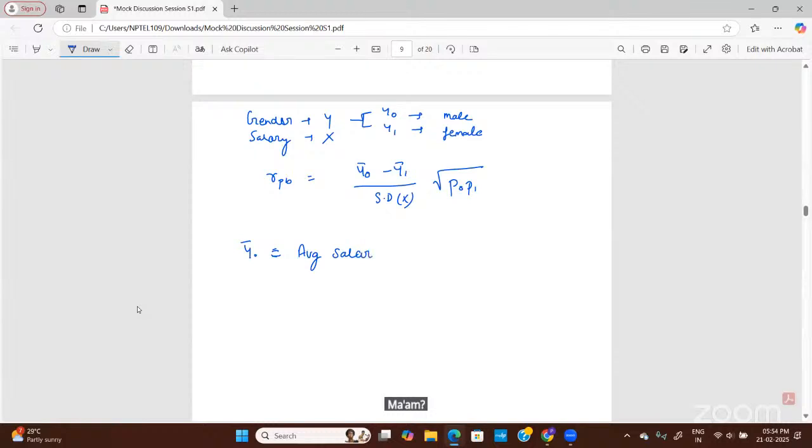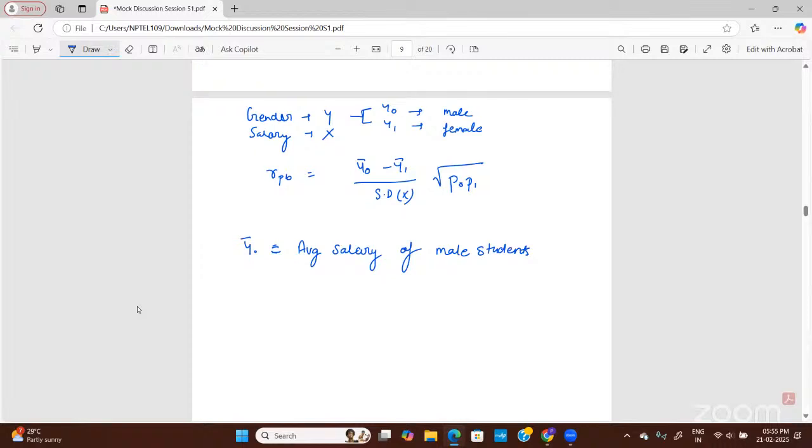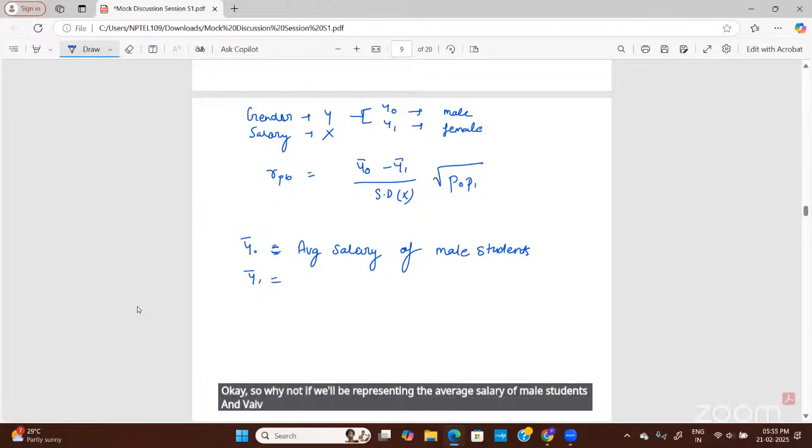Ma'am, why not take either male or female? You can take Y1 as female and Y0 as male, or the other way around. It depends on you. Okay, so Y0 bar will represent the average salary of male students, and Y1 bar will represent the average salary of female students.